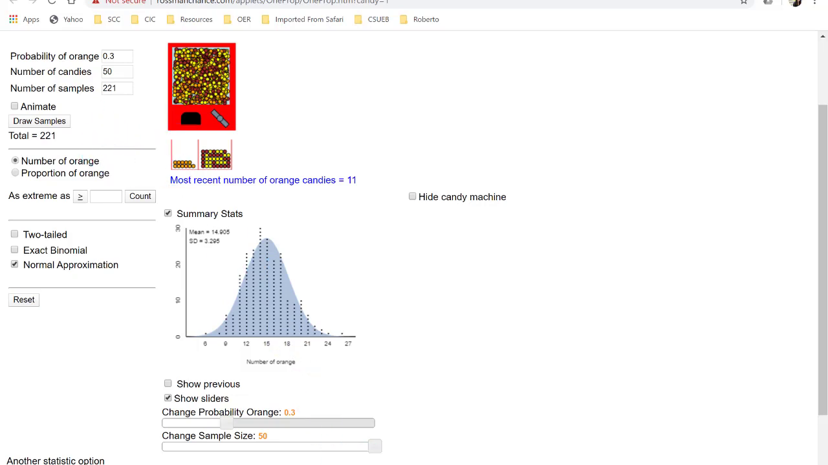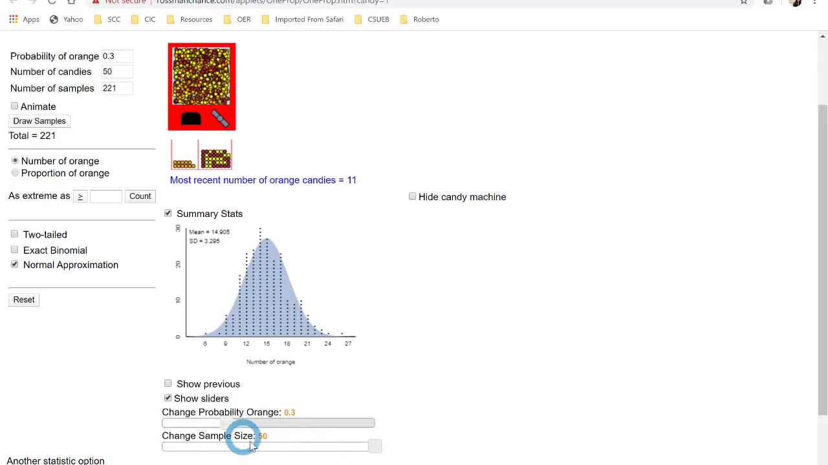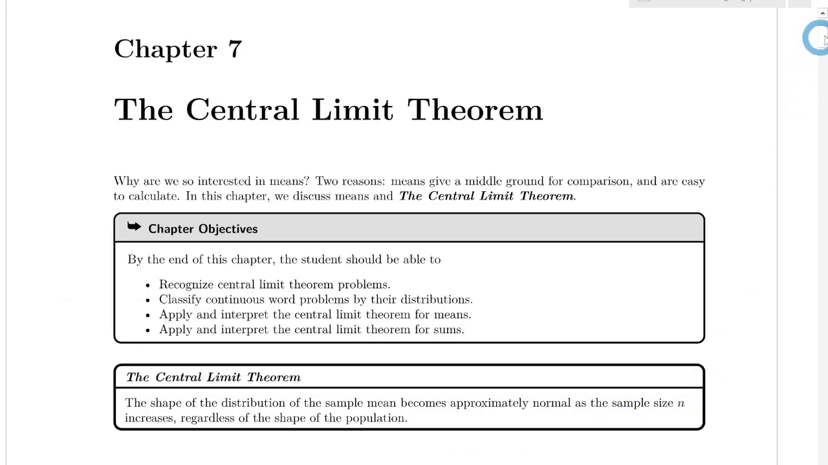Okay, so if I go back to the notes, that's exactly what the central limit theorem says. It says that as you take this sample size to be so large, you will eventually get a normal distribution. That's the central limit theorem.